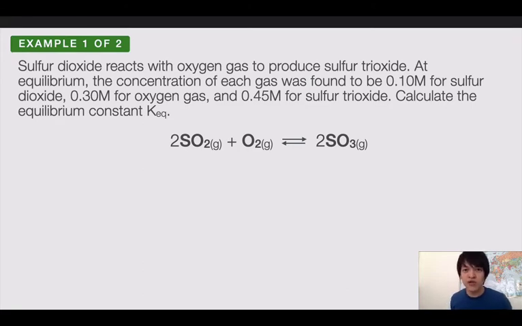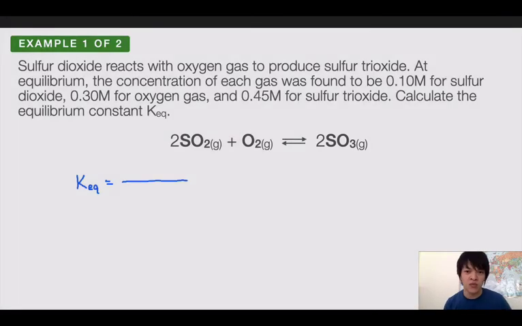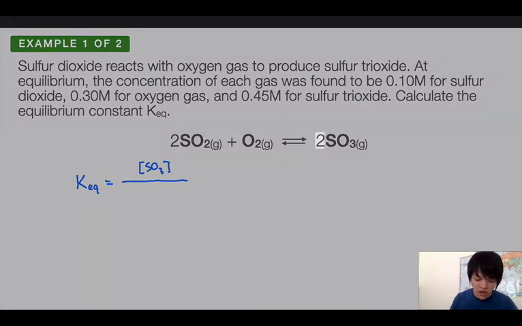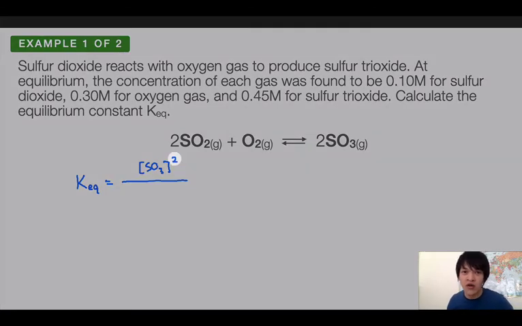Okay, so this is really easy. You just start by writing the equation for the equilibrium constant. K_eq is equal to, and now remember that it's a ratio, so it looks like a fraction, and on the top of this fraction you have the products multiplied together. The product here is going to be sulfur trioxide. So we put the concentration of sulfur trioxide on the top, and you do write the coefficient of 2 as a power of 2 here.